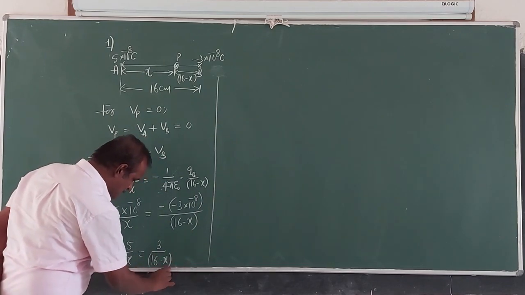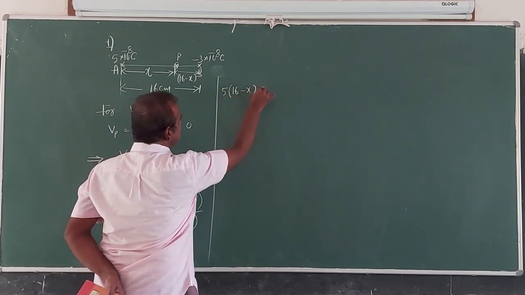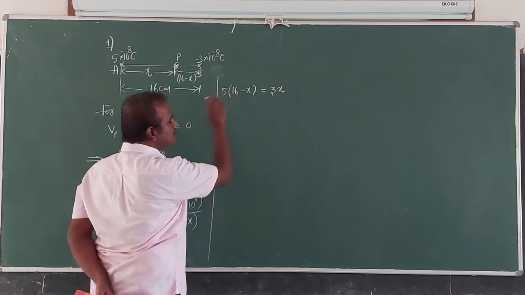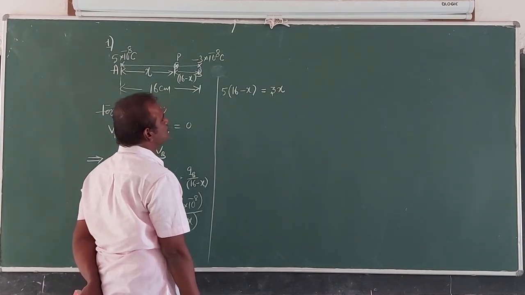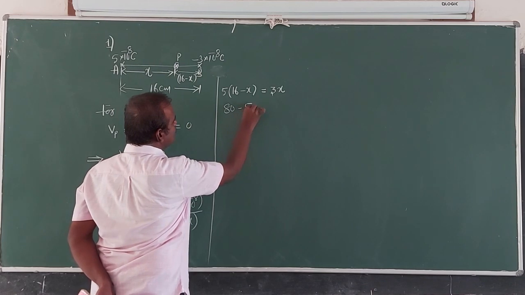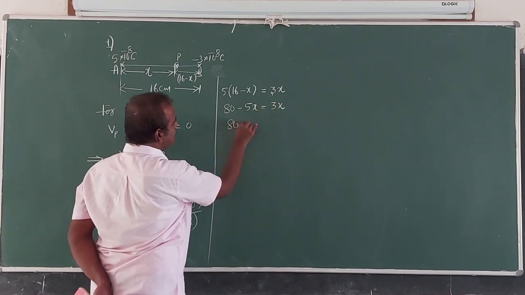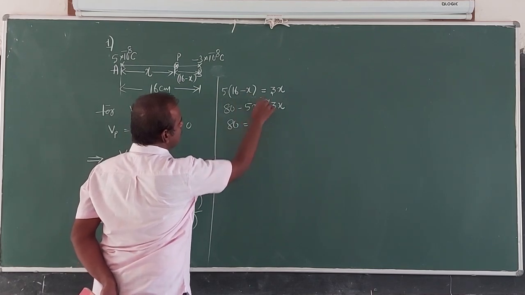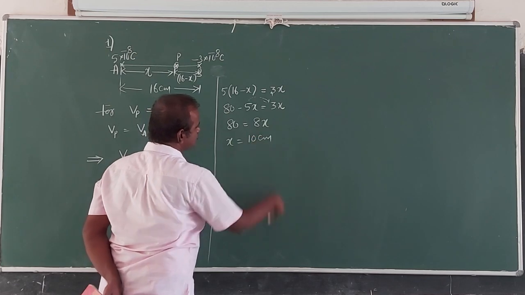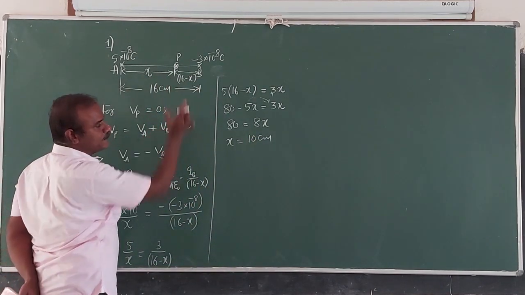Remember, this is 5 into (16 minus x) is equal to 3x. 16 into 5, 80 minus 5x is equal to 3x. 80 is equal to 8x. So x is equal to 10 centimeter. Means this is 10 centimeter, this is 6 centimeter.